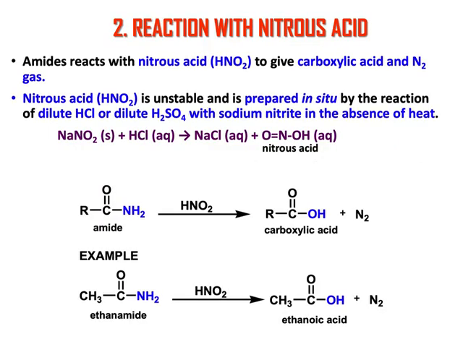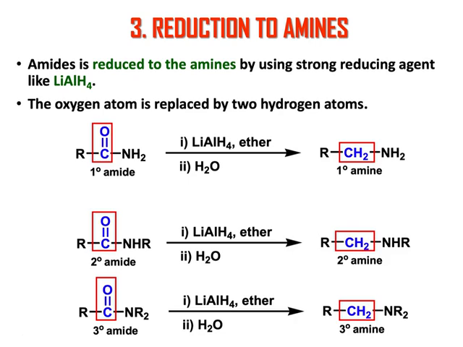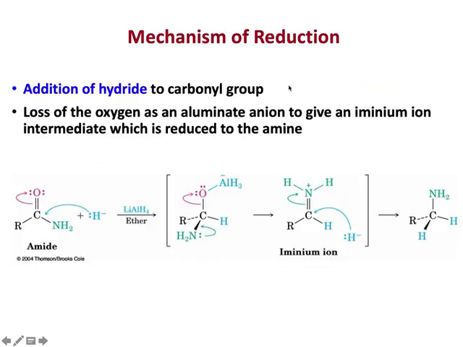Next is reaction with nitrous acid. Amide with nitrous acid forms carboxylic acid and nitrogen. So next is reduction to amine. Primary amide, with a strong reducing agent, becomes primary amine. Secondary amide becomes secondary amine. Tertiary amide becomes tertiary amine, if using the strongest reducing agent.